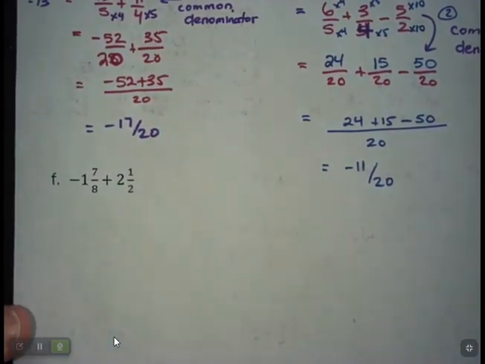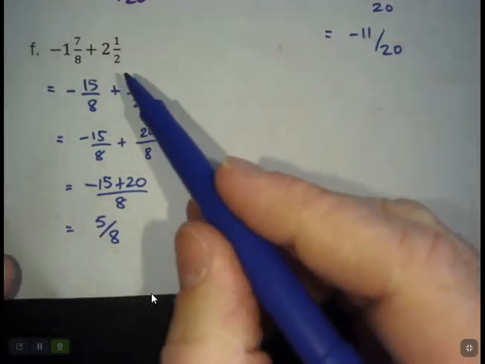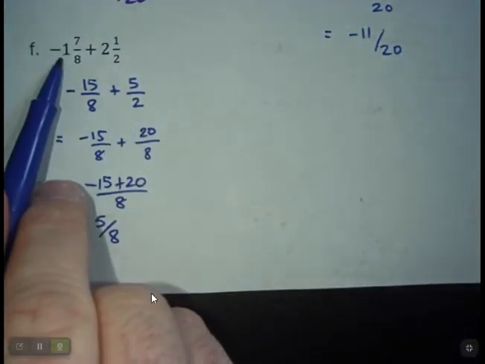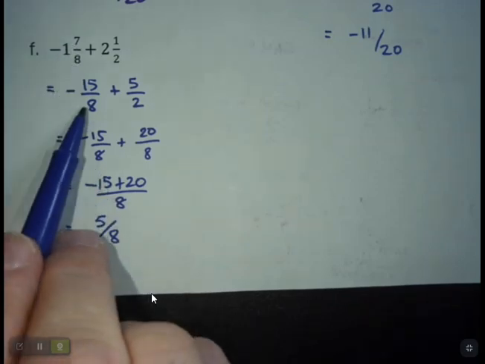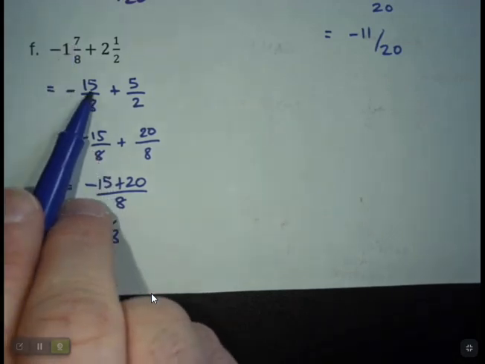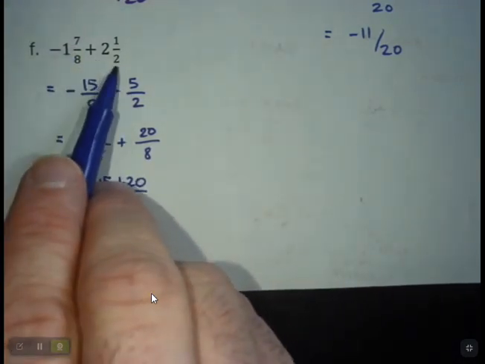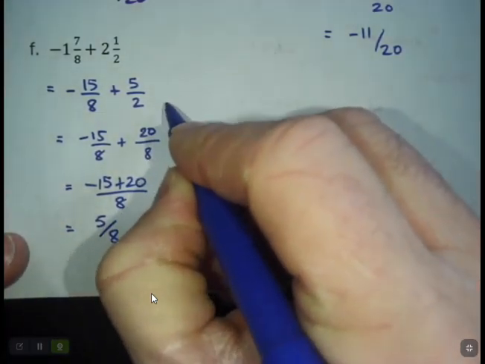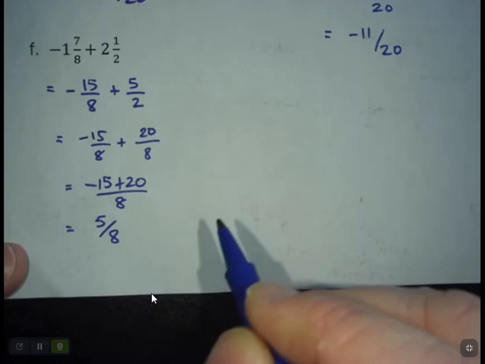So I'm going to push pause, and what I want you to do is try this last one, and then you can check my thinking afterwards to see if it works. So a couple of things I did here. I made this an improper fraction, so I changed negative 1 and 7/8 into negative 15/8. One group of 8 is 8 plus 7 is 15. Two groups of 2 is 4 plus 1 is 5. I got a common denominator, and added it together.